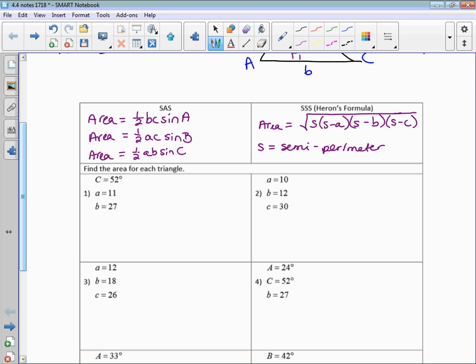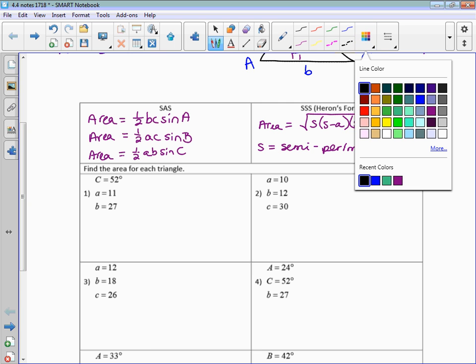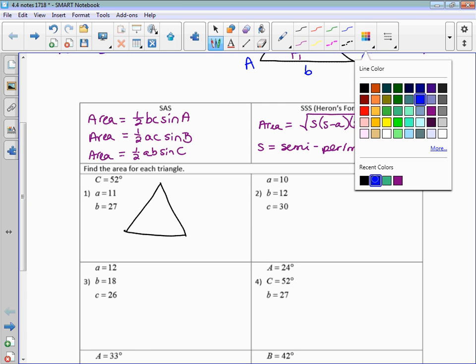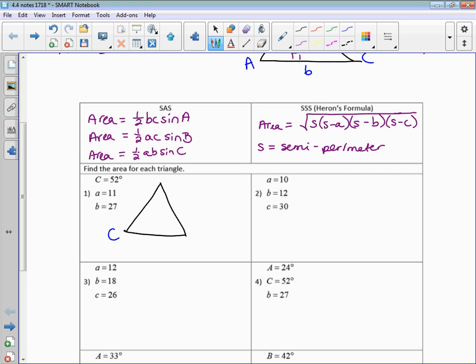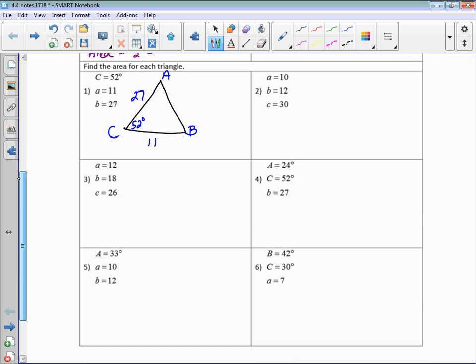Alright, so let's try one. If we look at the first one here, if I draw my triangle, I'm going to put C down here. So guys, when you look at that, is that SAS, SSS, something different? What do you see? It's SAS, right?